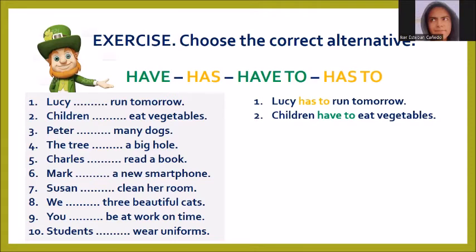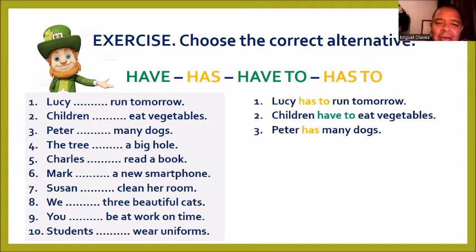Peter have many dogs. Again, please. Peter have many dogs. No, because Peter is the third person. He. Peter has many dogs. Exactly. Be careful, okay? Has for he, she, and it. Number 4, please.